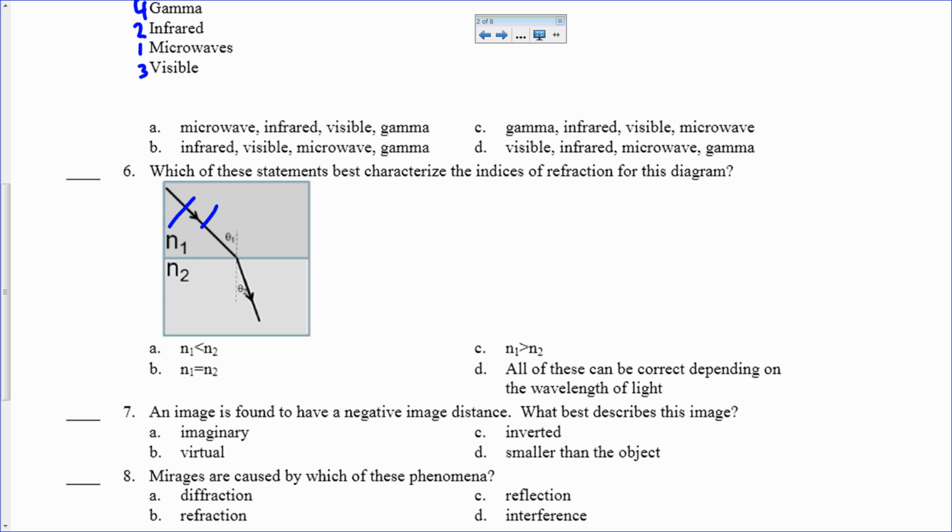Which of these statements best characterizes the indices of refraction? So if I consider my wave fronts, in order to bend this direction, it has to slow down here so it can turn here. So it travels slower in N2. That means that N2 is bigger than N1. So that's going to be A.